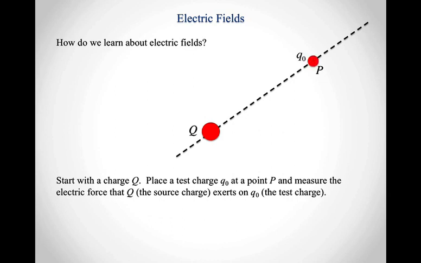So let's label our test charge Q naught. And then we can measure the electric force that our source charge, big Q, exerts on our test charge, little q. And so in this case, it just so happens that the electric force exerted by big Q on our test charge points away from the source charge. We can then take our equation, F equals QE, and use it to figure out what the electric field is.